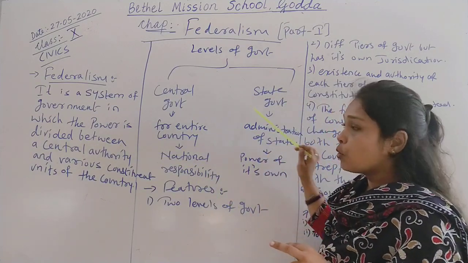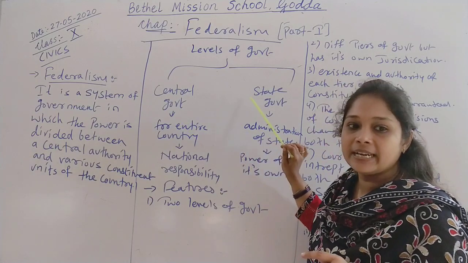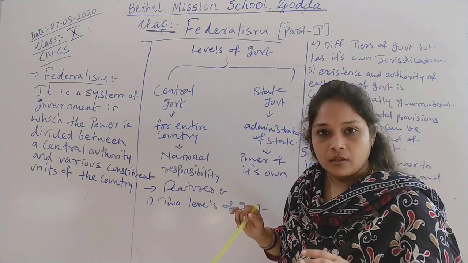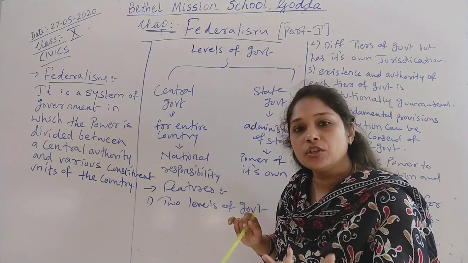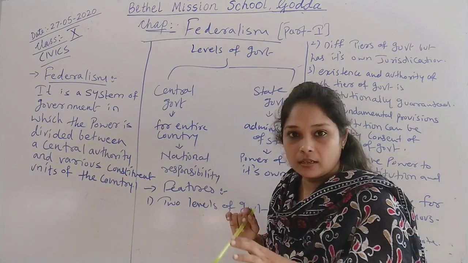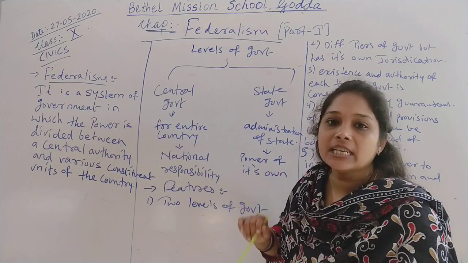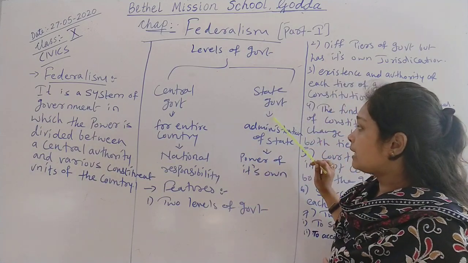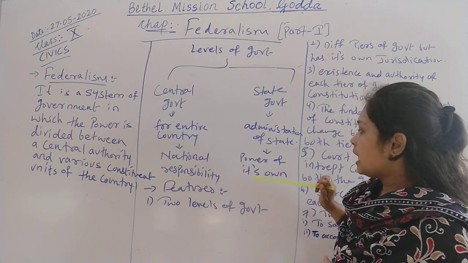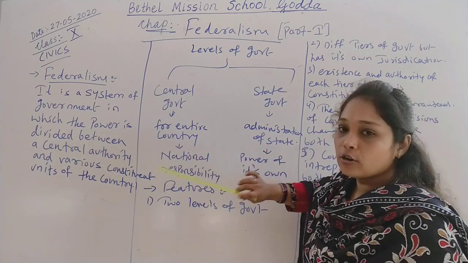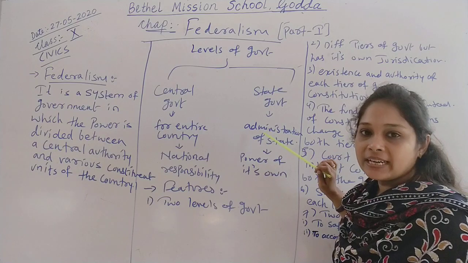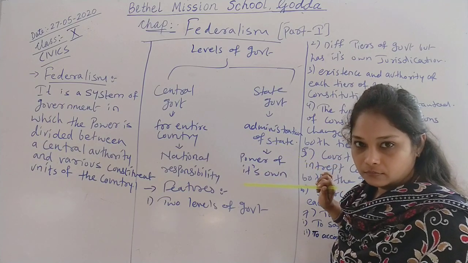The consent of both governments, the central government and the state government, is required. When the central government wants to make any law or provision for any state, the consent of both is required, because the state government has its own administration and its own power, and the central government cannot interfere in the matters of the state government and their power.